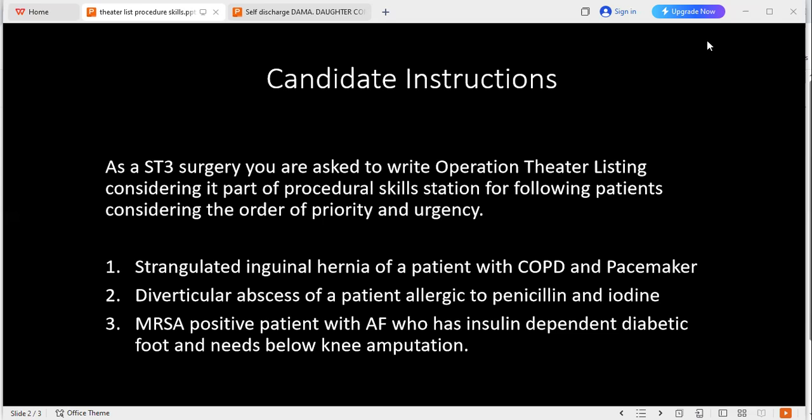Because of the first case, strangulation is always an emergency. So emergency cases should be given the topmost priority. And any patient with MRSA should be kept at the last of the list because of possible cross-contamination with other patients.